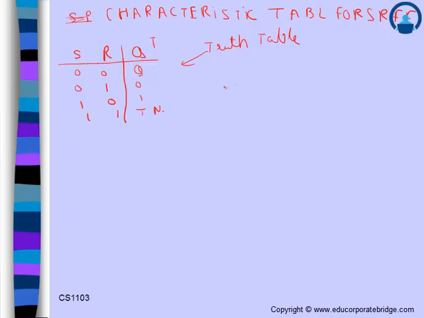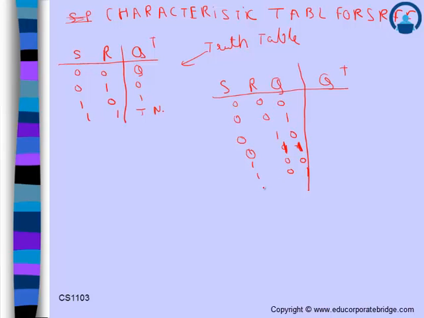Now the characteristic table can be found out using S, R, the current output, and the next state output. So we try out with three inputs, giving eight combinations, numbered 0 to 7. We check from this S, R, and the last is this. So let's compare this characteristic table with the truth table.